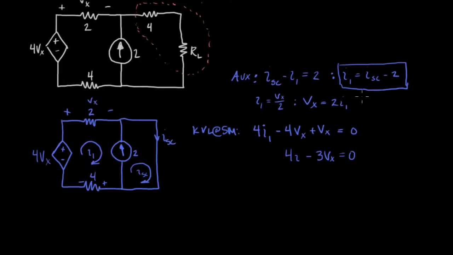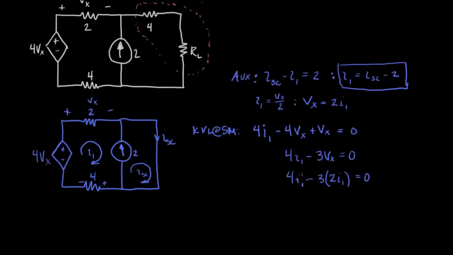Okay, so now what we'll do is we'll use this idea to simplify the equation. So first what I'll do is I will replace Vx with I1. This is going to give me a single equation with a single unknown. However, well, we'll see what happens with that. Okay, so where I see a Vx, I'll put in 2I1. So we get 4I1 minus 3 times 2I1 equals 0.